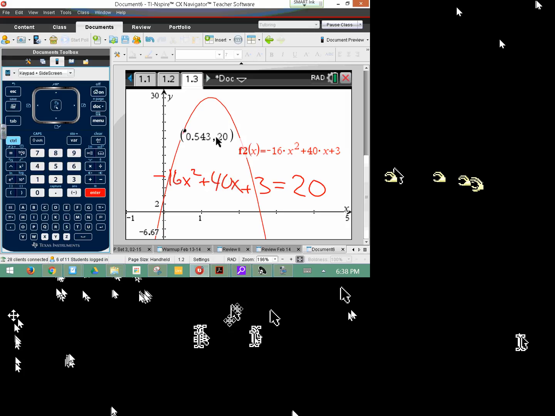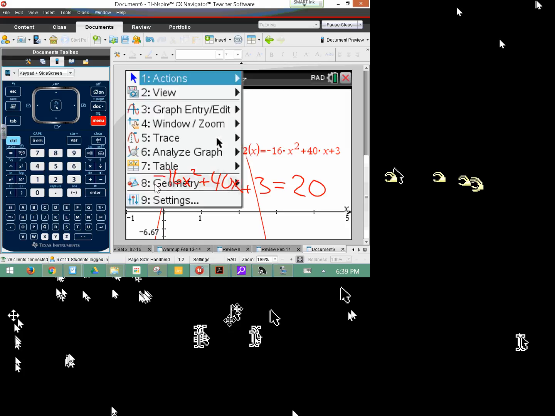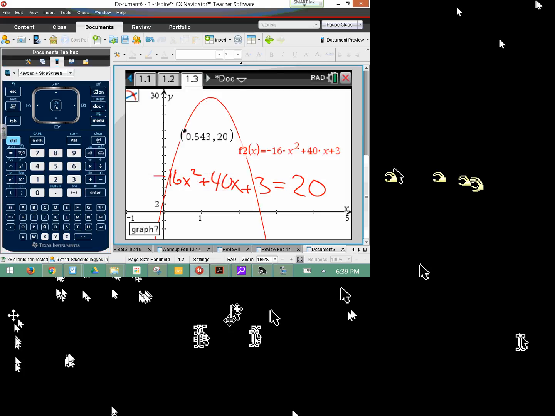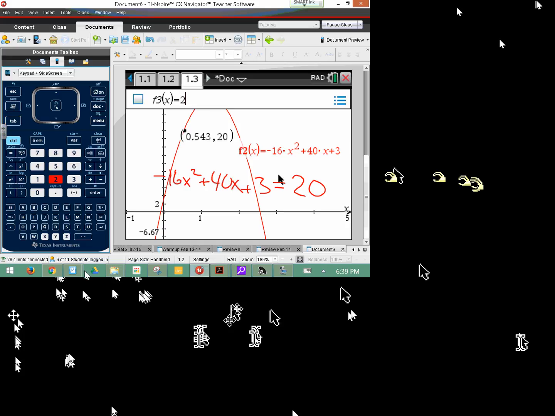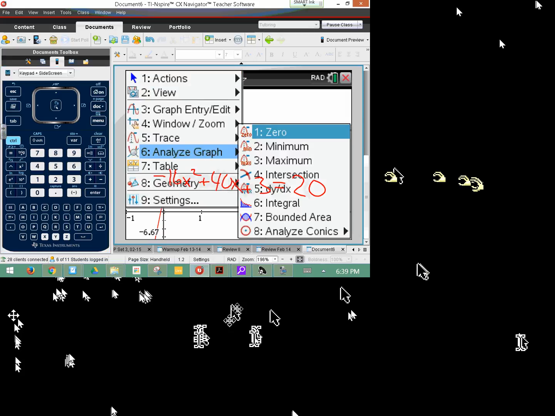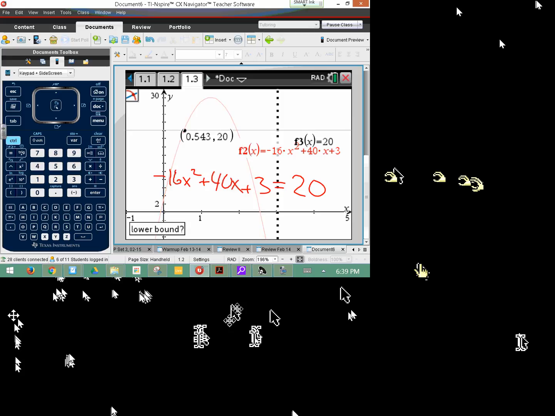Okay? All right. So there is another way to do the same problem using the intersect tool, and you can do that as well. Menu, analyze graph, intersection. We don't have the other graph in there, so kill that. Let's put the other graph in there. Just press tab and put 20 in there. If I do menu, analyze graph, intersection, and then just tell the calculator to look between here and there, it'll give me the intersection. So there's another way to do that. There are all sorts of ways.